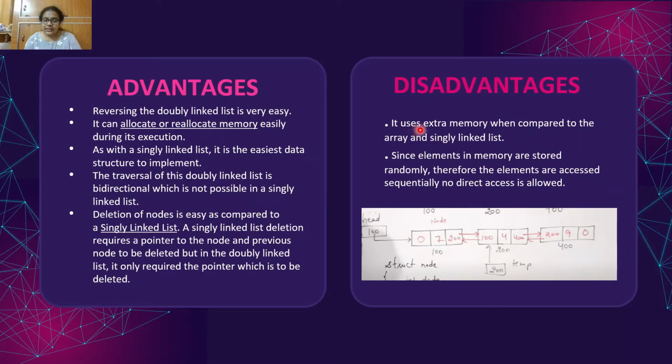Let us see the disadvantages of the doubly linked list. It uses extra memory when compared to the array and singly linked list. Since elements in memory are stored randomly, the elements are accessed sequentially, and no direct access is allowed.